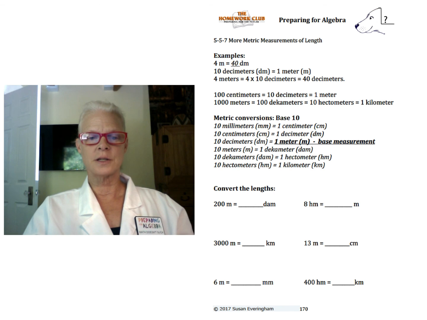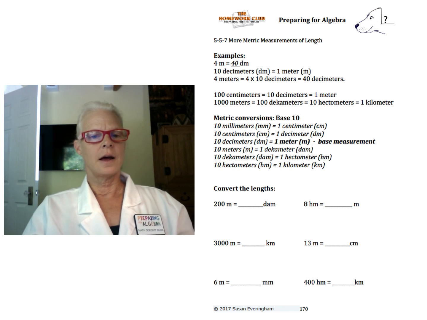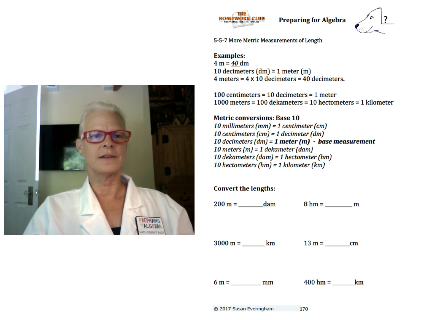200 meters equals how many decameters? D-A-M, decameters. Okay, and go ahead and finish this page and we'll go on to the next page.